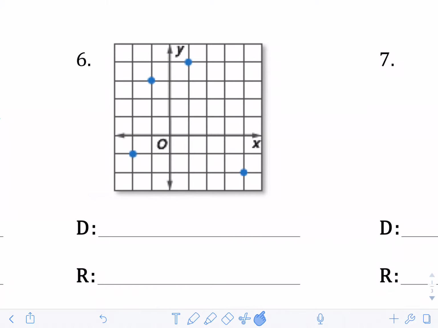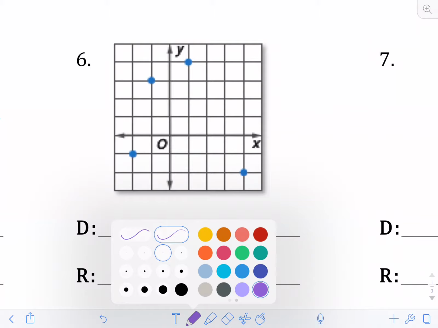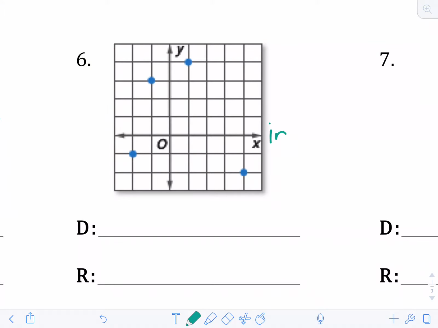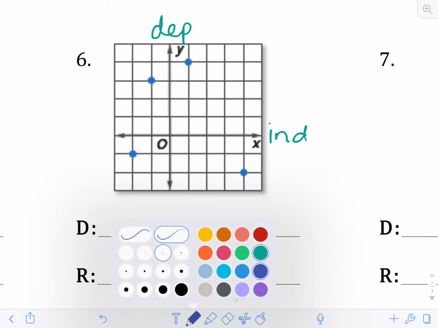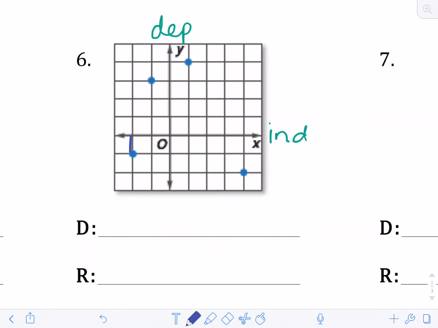Okay, number 6. Again, independent, dependent. So x is independent, y is dependent. Okay, domain, I start with my x value. So on the x-axis, I just go straight up or down from the x-axis and see if I have a point. So here for domain, I'm at -2, -1, 1, and 4.